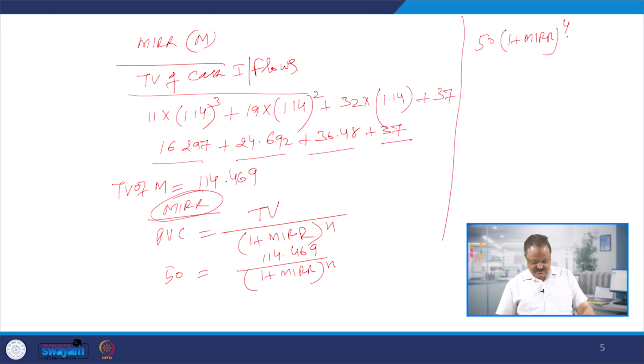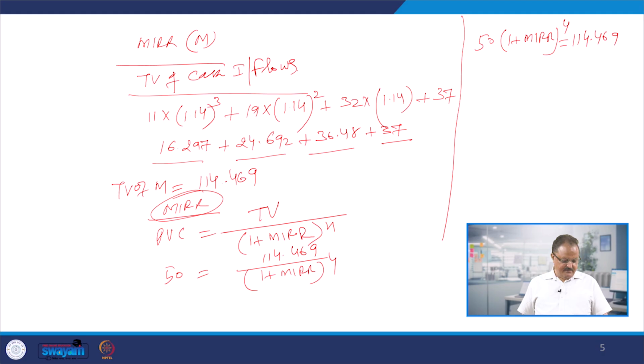Because the formula is what? The formula given to us, because we have put the values here, so we will put the value of n as 4. So when we multiply this, it is 50 into 1 plus MIRR power 4. And this is going to be equal to 114.469, right?